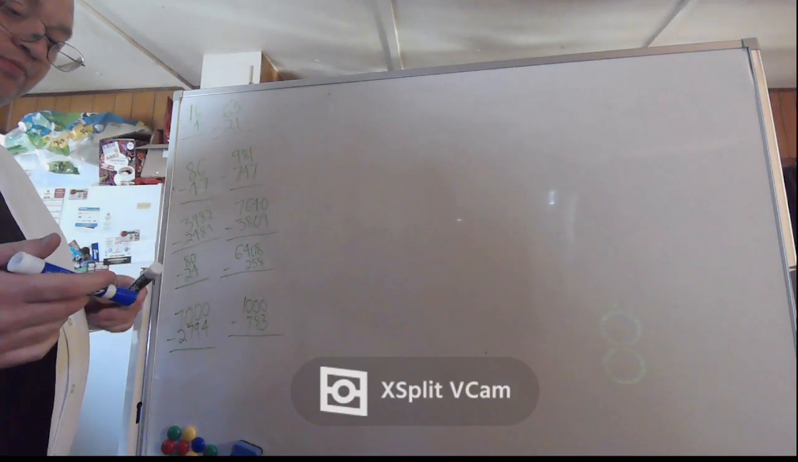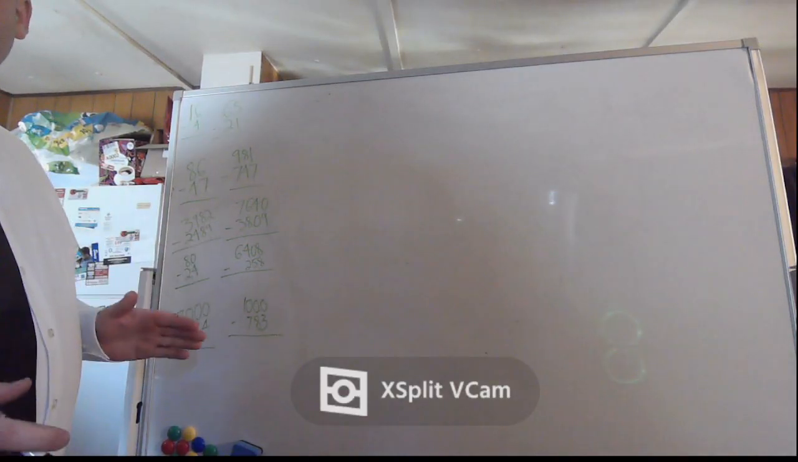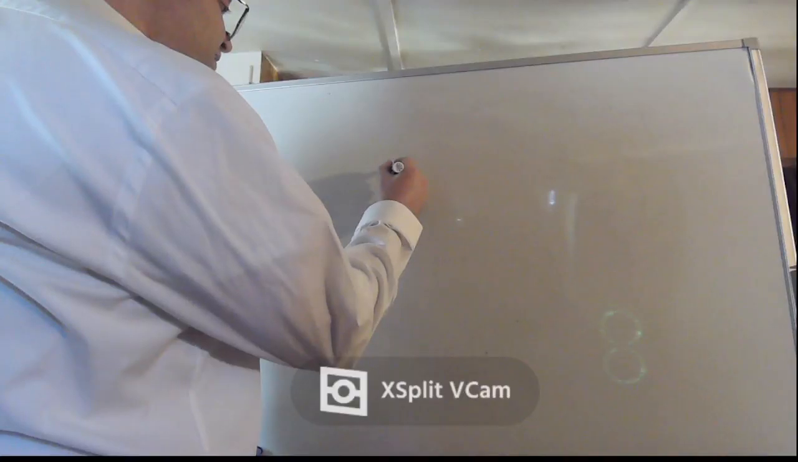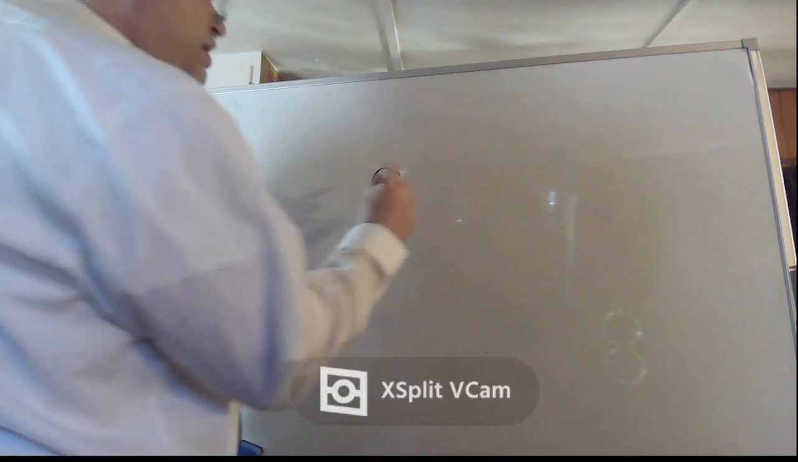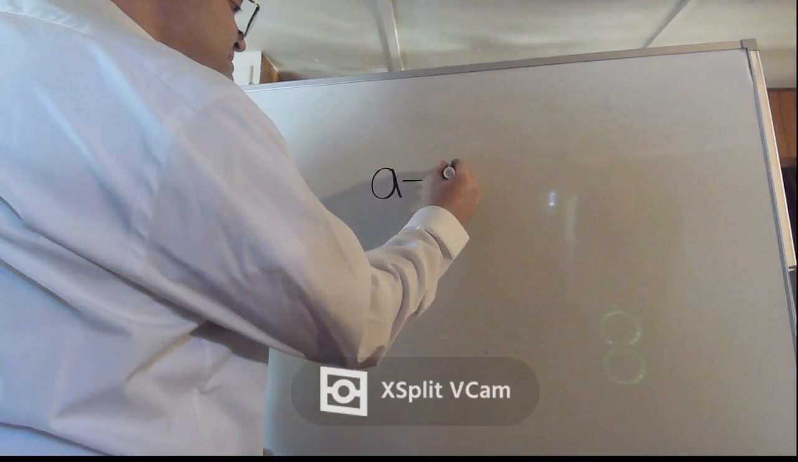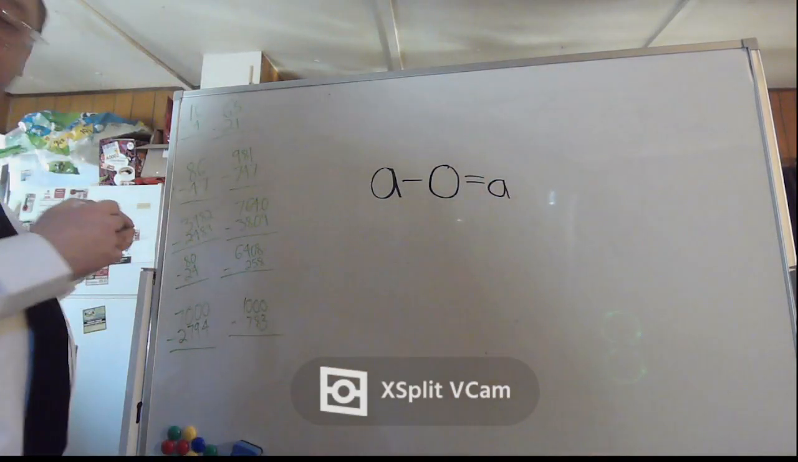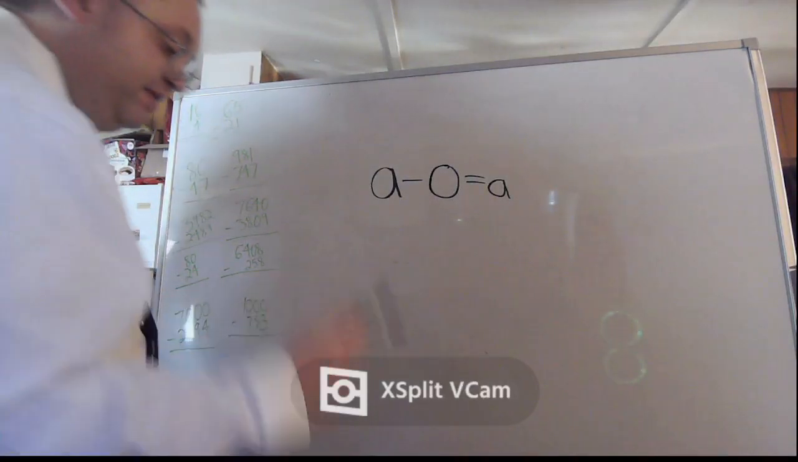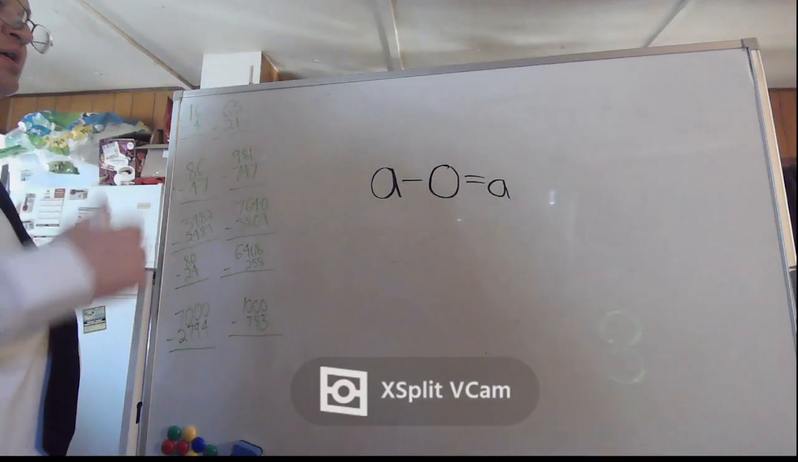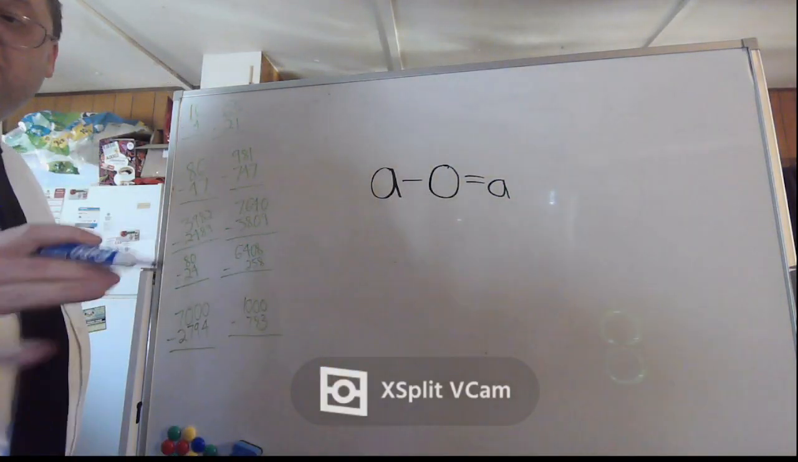Now, I'm going to teach you a couple rules that are going to make your life a lot easier with subtraction. One rule is if I take any number, we're going to call that number A, any number minus 0, I should get that exact same number back. Kind of like addition. If I have any number and I add 0 to it, I get the same number back. Well, if I have a number subtract 0, I get the same number back because I've taken nothing away.